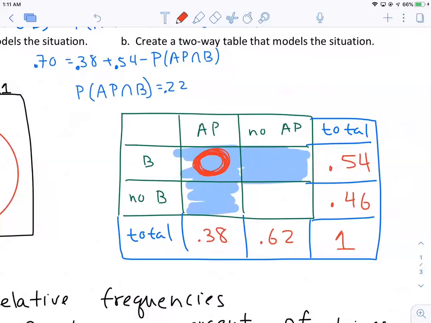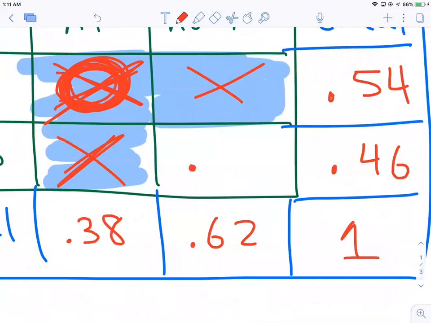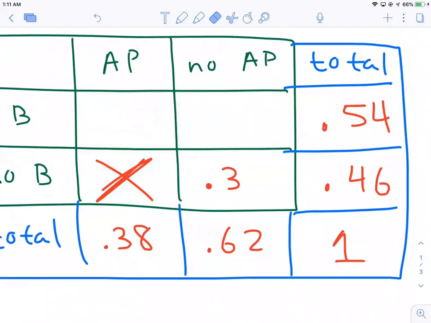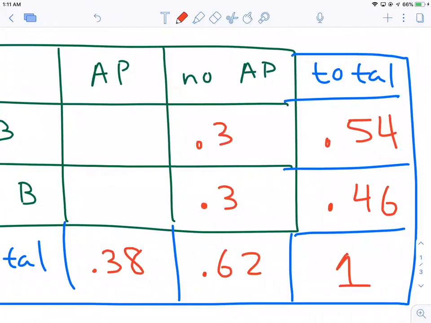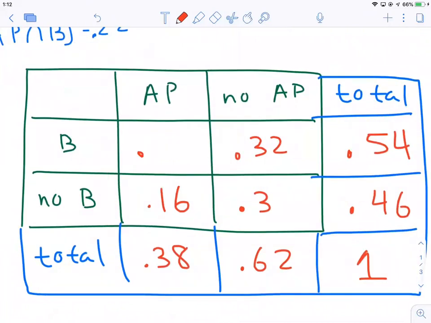Because in this cell here, those people visit both an amusement park and a beach. And this cell here, those people visited a beach. And this cell here, these people visited an amusement park. So all of those either visited an amusement park or a beach, which means these 3 cells should sum up to 70%, which means that this cell should be 30%. And then once you have that, you can fill in the rest by addition. So that's going to be 0.32, that's going to be 0.16, and this will be 0.22.